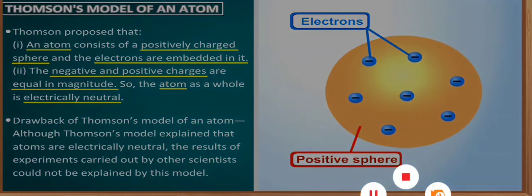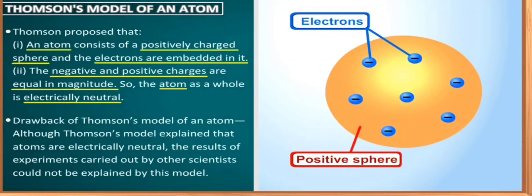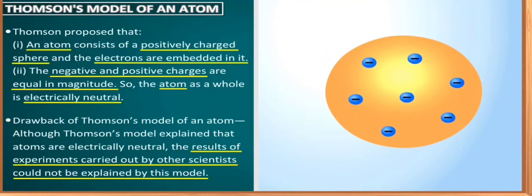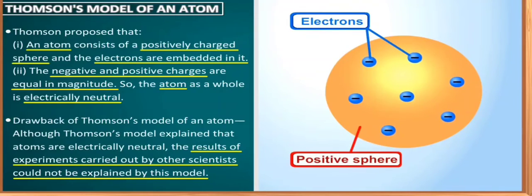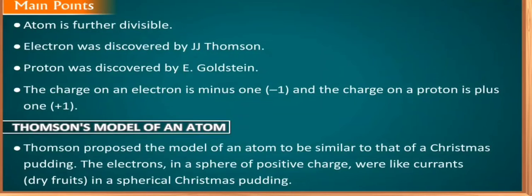So if I ask you, what is the drawback of Thomson's model of an atom? What would be your answer? Although Thomson's model explained that atoms are electrically neutral, the results of experiments carried out by other scientists could not be explained by this model. And this is the drawback of Thomson's model of an atom.